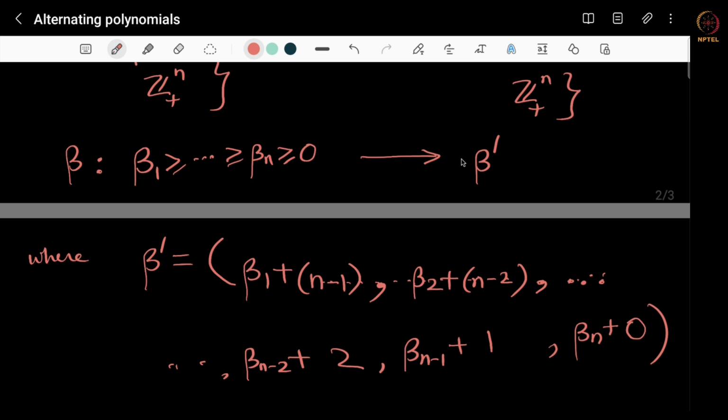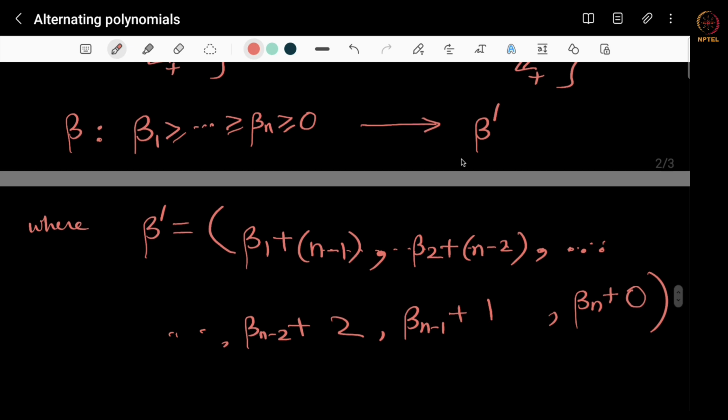Now when you do this, observe that what you get at the end must necessarily be all distinct numbers. Even if originally two of them were equal, you have made them distinct by adding different numbers to each of the two parts. So even if, say, beta 1 and beta 2 were equal to each other, you have added n minus 2 to beta 2 and n minus 1 to beta 1. So the new parts are not going to be equal. Okay, so this is the map.